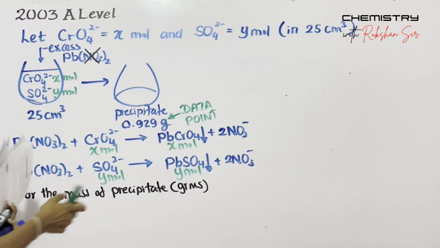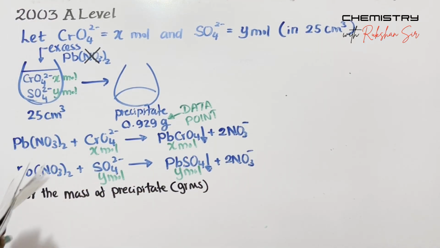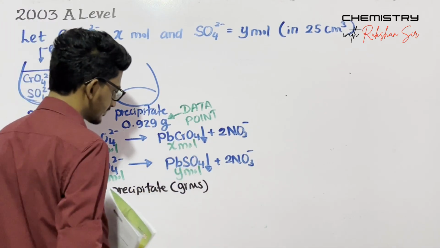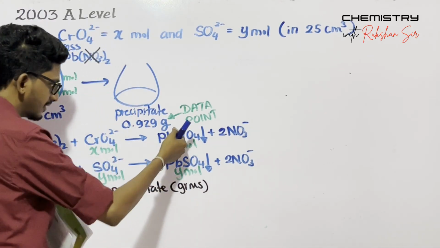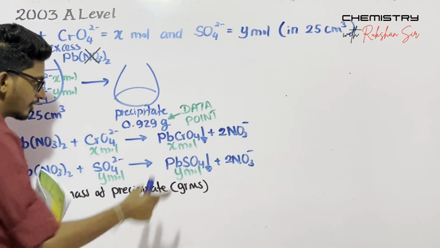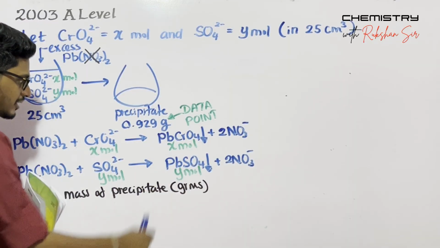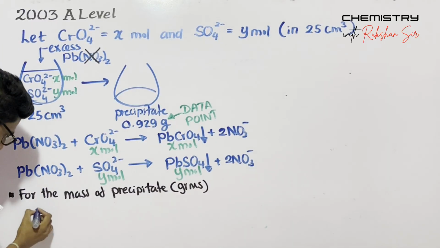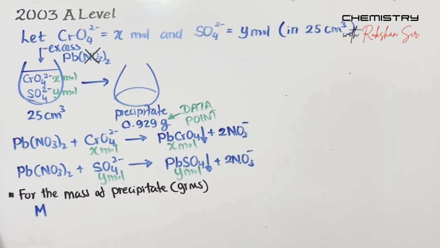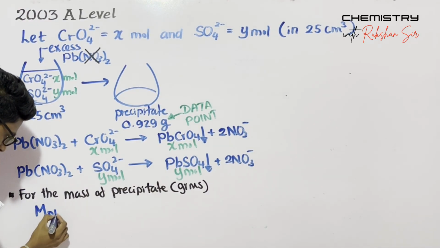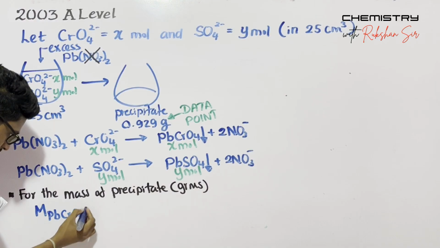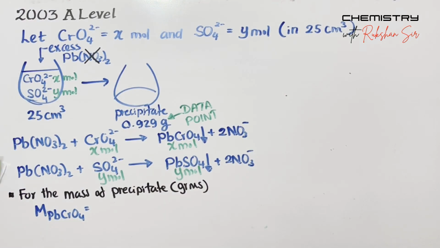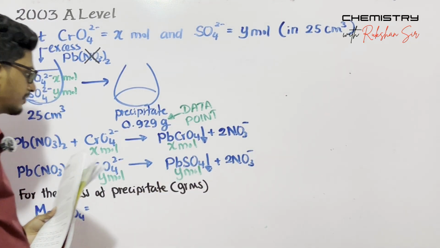So we are looking for the mass of the precipitate. Let's come up with the molar weights of these two to get their masses, and the summation is equal to this value. So for that, we need the molar weight of lead chromate as well as the molar weight of lead sulfate.